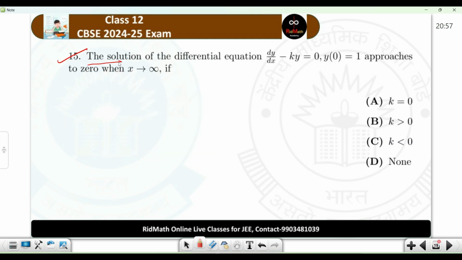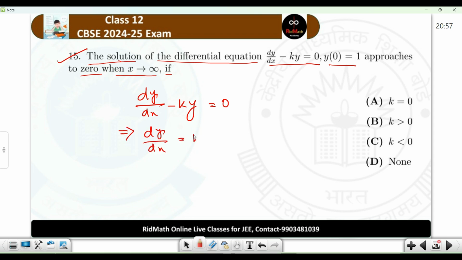Question number 15. The solution of the differential equation dy by dx minus ky equal to 0, y equal to 1 when x equal to 0, approaches 0 when x tends to infinity, find the condition for k. So try to solve this. dy by dx minus ky equal to 0, that is dy by dx equal to ky. So that means dy by y equal to k into dx. Integrating, that is ln y equal to kx plus c.